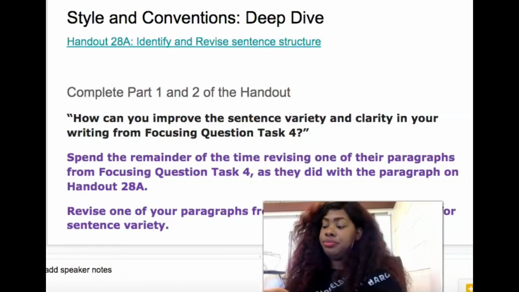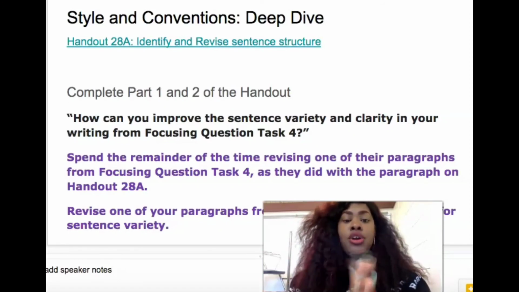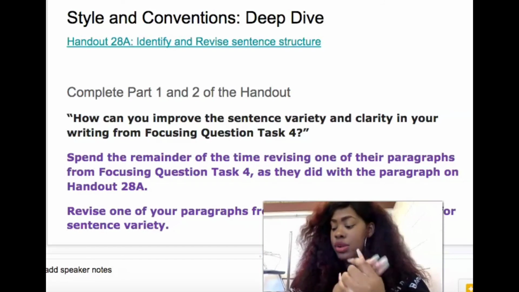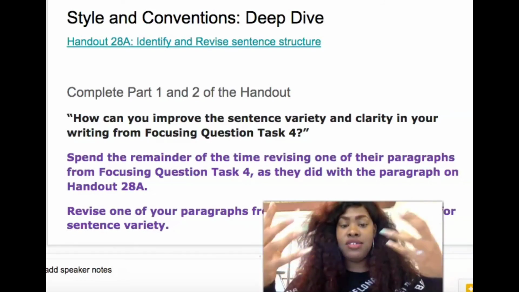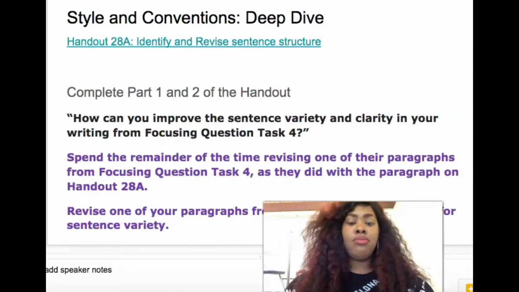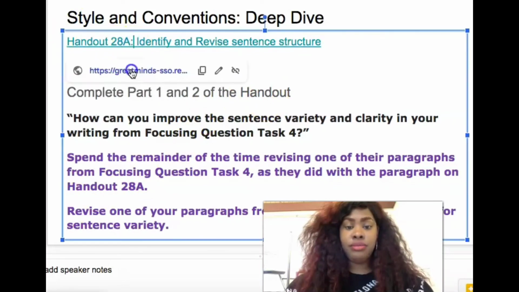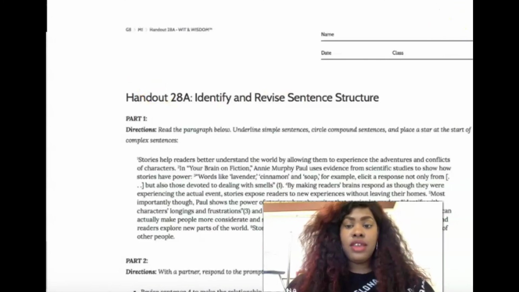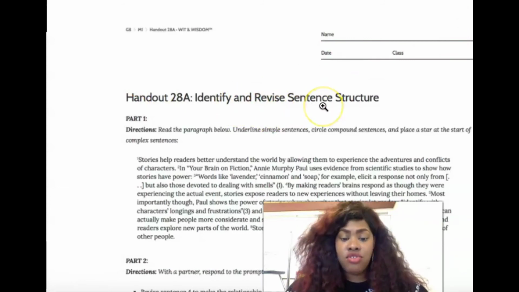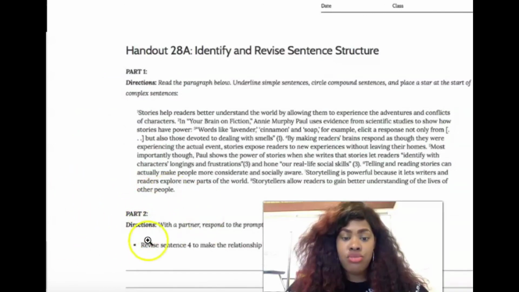All right, guys. For our deep dive, we are going to be doing style and conventions, or basically better ways to write. I want you guys to complete part 1 and 2 of the handout 28A. So when I click this one, this handout is about identifying and revising sentence structure. So you're going to complete part 1 and part 2.